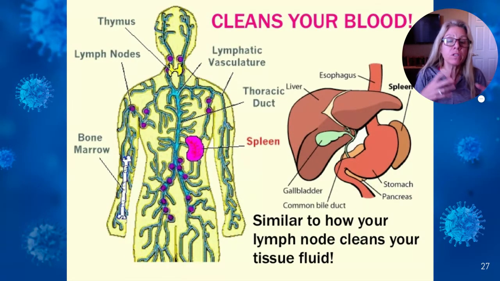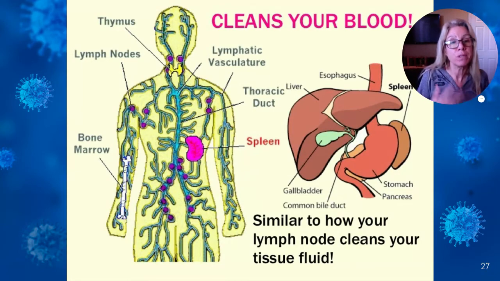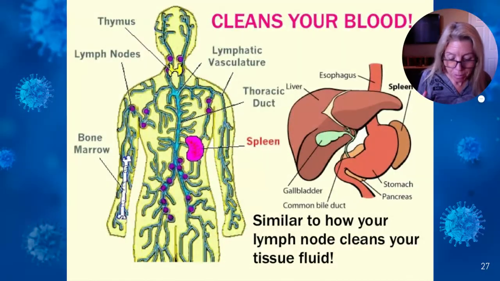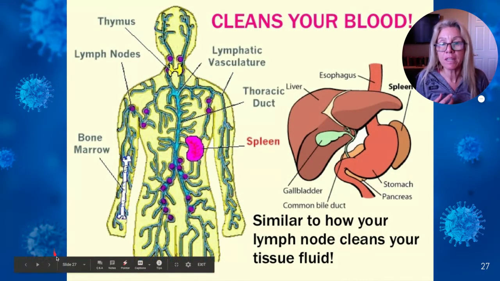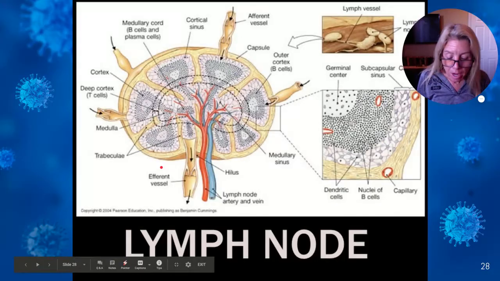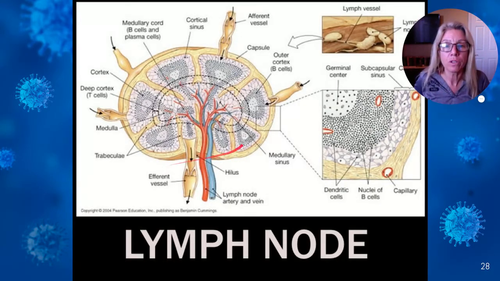So your lymph node cleans your tissue fluid, but your spleen is checking and monitoring your blood. So underneath spleen, put filters blood. And for lymph nodes, which would be these dark purple dots right here, that's the lymph node, put filters tissue fluid. And this is where your special forces guys hang out. They hang out here in the lymph nodes.